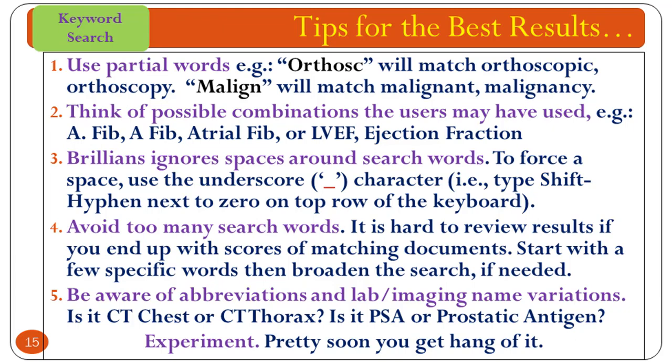3. Brilliance ignores spaces around user-entered search words. To force a space, use the underscore character, that is, type Shift and the key next to 0 on the top row of the keyboard. 4. Avoid too many search words. It is hard to review results if you end up with scores of matching documents. Start with a few specific words, then broaden the search, if needed.